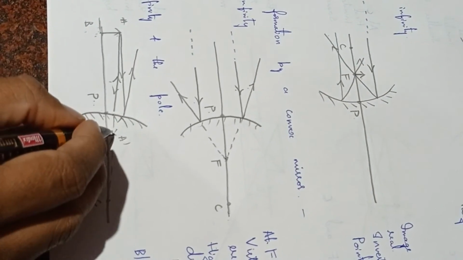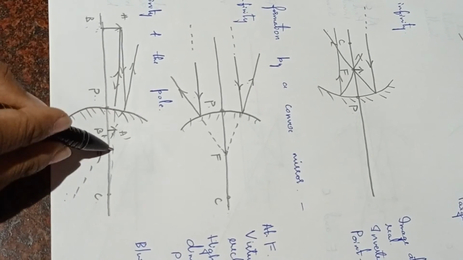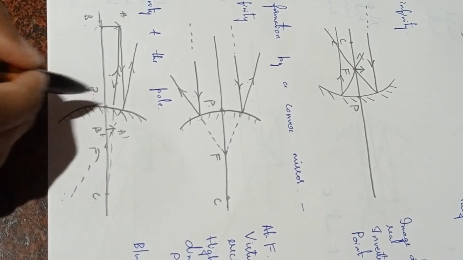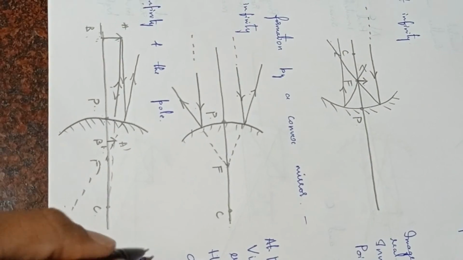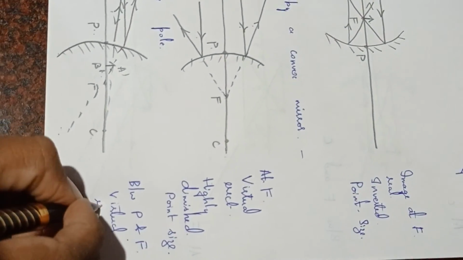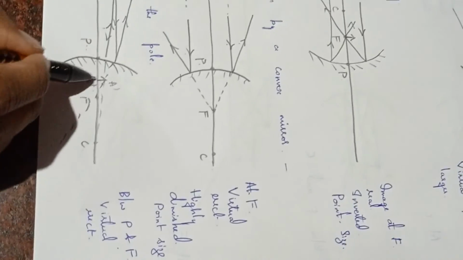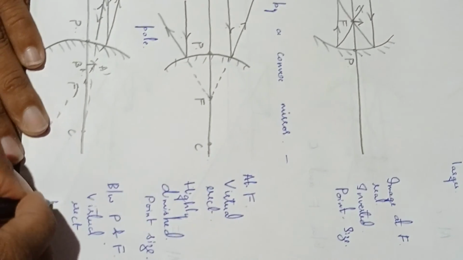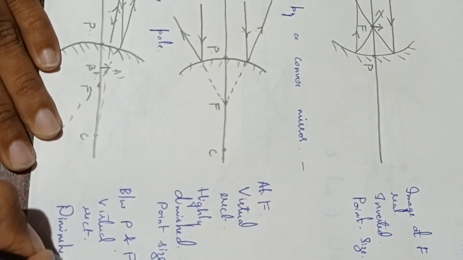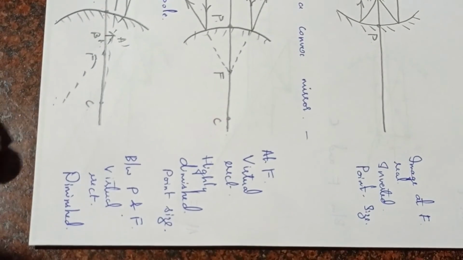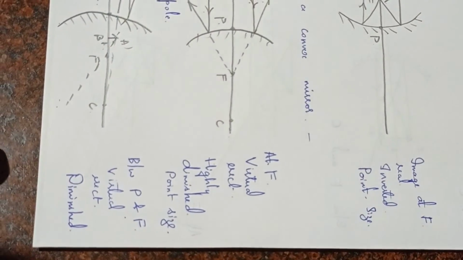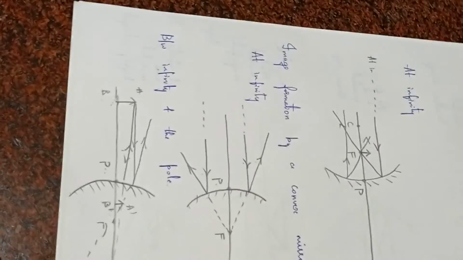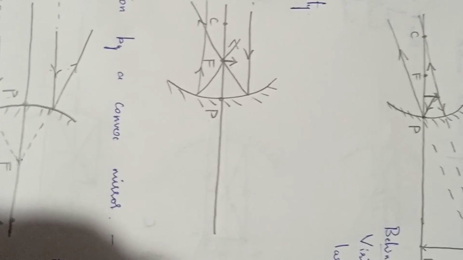And with respect to the mirror, where is it formed? It is behind the mirror. The mirror's reflecting surface is this, so the image formed is behind the mirror. The image is virtual and erect. And what about the size of the image? It is diminished. Diminished means very small. So this is about image formation by spherical mirrors. You have seen both image formation in concave mirrors as well as image formation in convex mirrors.